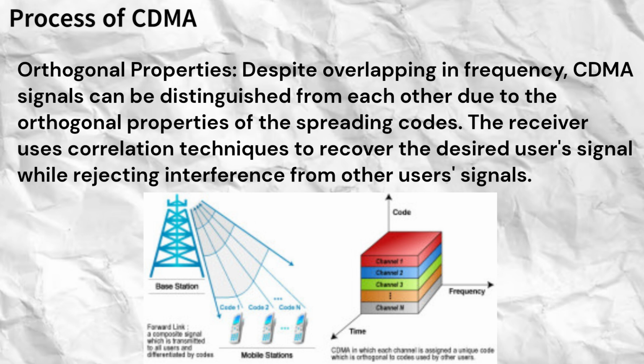Orthogonal properties. Despite overlapping in frequency, CDMA signals can be distinguished from each other due to the orthogonal properties of the spreading codes. The receiver uses correlation techniques to recover the desired user's signal while rejecting interference from other user signals.